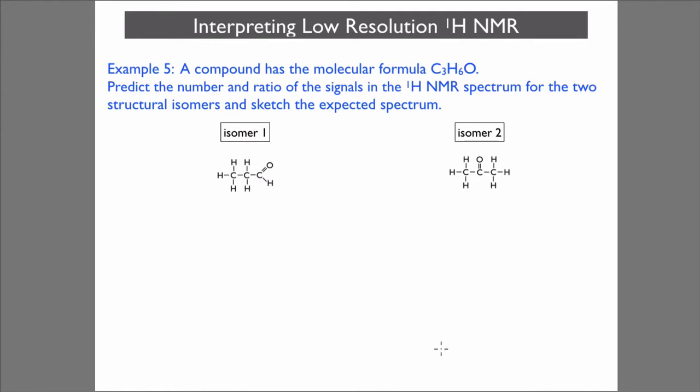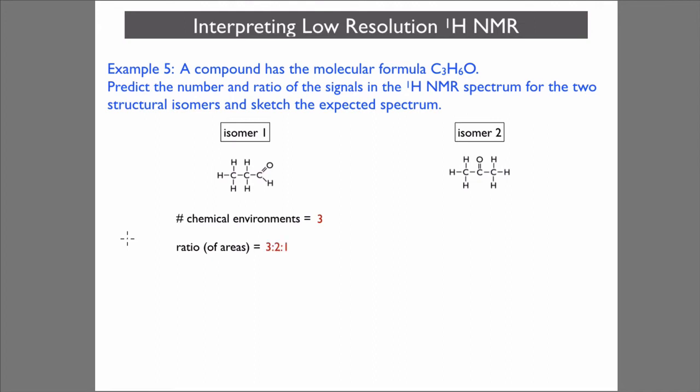Example 5. Our compound has the molecular formula C3H6O. Predict the number and ratio of the signals in the hydrogen NMR spectrum for the 2 structural isomers and sketch the expected spectrum. Okay, well, here are the 2 isomers. We've got an aldehyde and we have a ketone. Chemical environments in the aldehyde, there's 1, 2, 3, and the ratio is going to be 3:2:1.